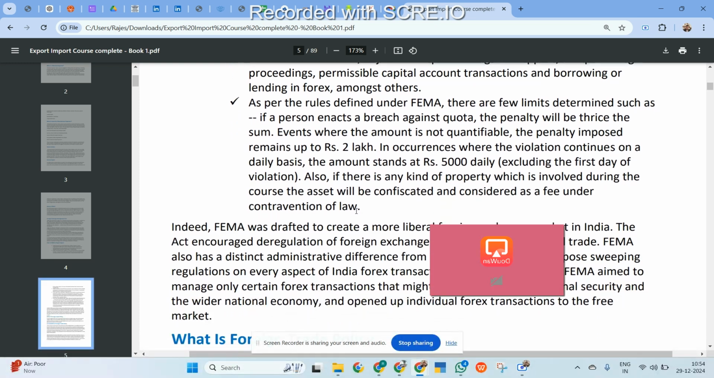As per the rules defined under FEMA, there are a few limits determined. If a person commits a breach against a quota, the penalty will be thrice the sum. In events where the amount is not quantifiable, the penalty imposed remains up to 2 lakh. In occurrences where the violation continues on a daily basis, the amount stands at rupees 5,000 daily, excluding the first day of violation. Also, if there is any kind of property involved during the course of the offence, it will be confiscated under the relevant law.